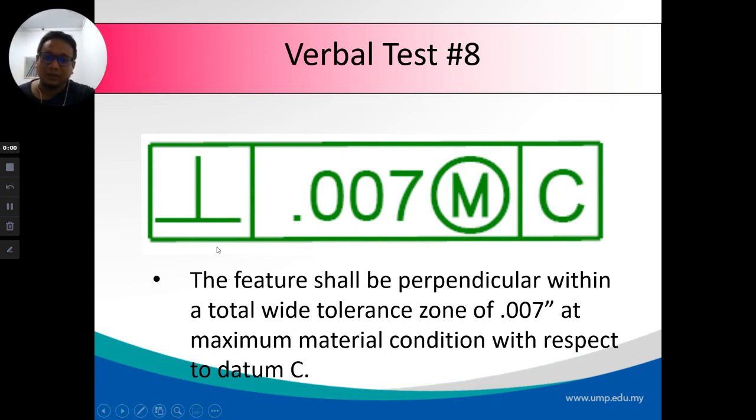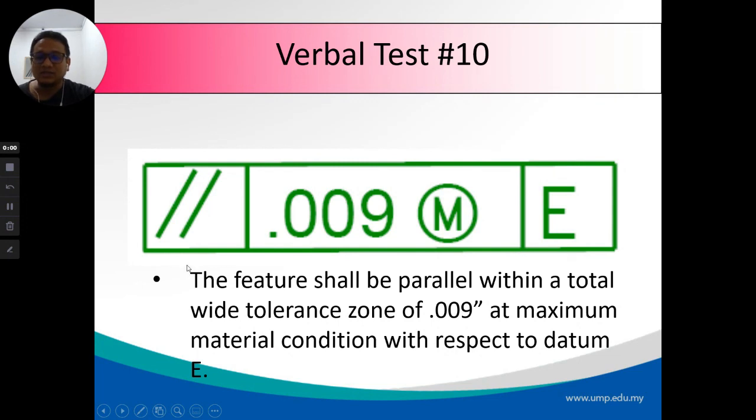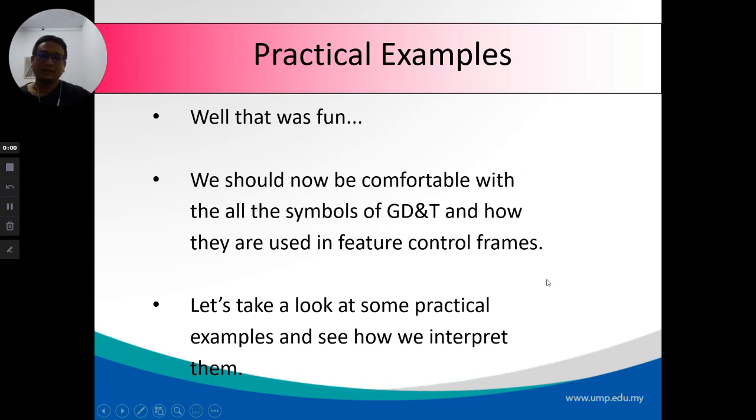The feature shall be perpendicular within a total wide tolerance of 0.007 at maximum material condition with respect to datum C. The feature shall have a line profile within a total wide tolerance of 0.003 with respect to datum C, B at maximum material condition, and D. And finally, the feature shall be parallel within a total wide tolerance of 0.009 at maximum material condition with respect to datum E. So that is all for geometric dimensioning and tolerancing.